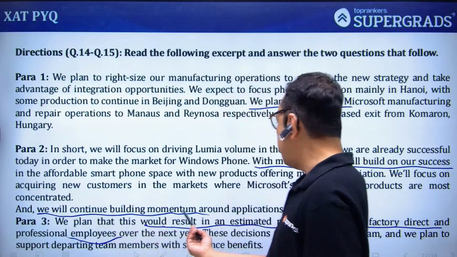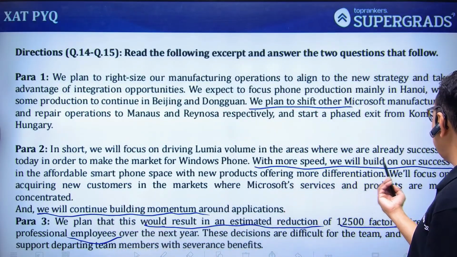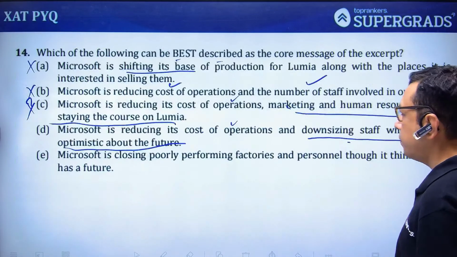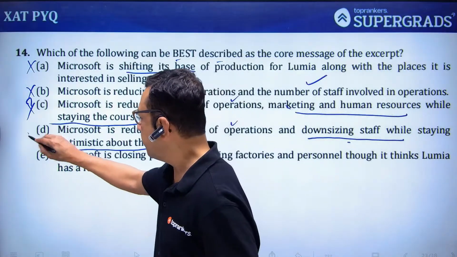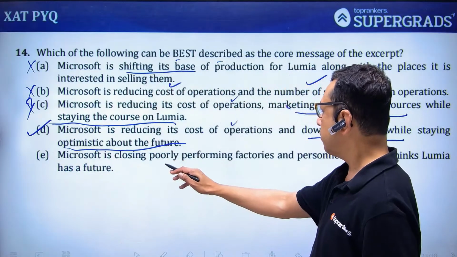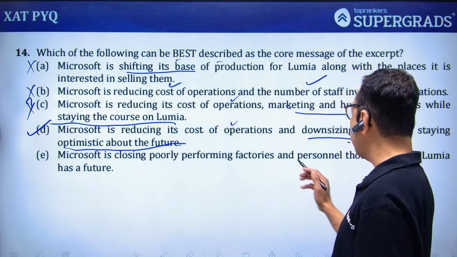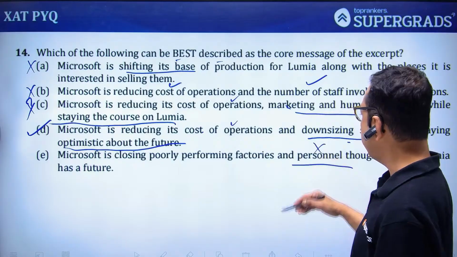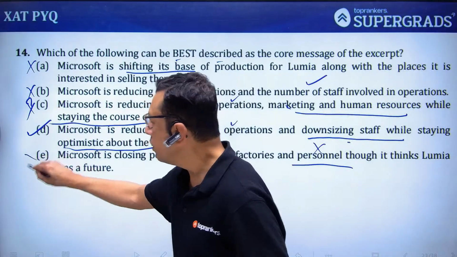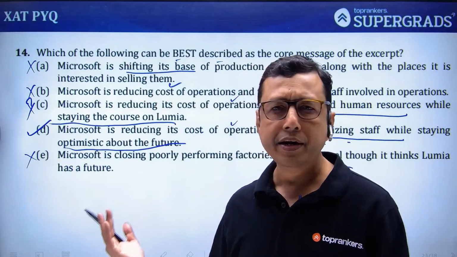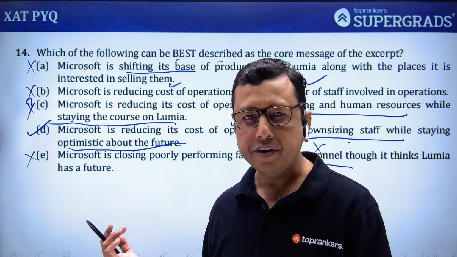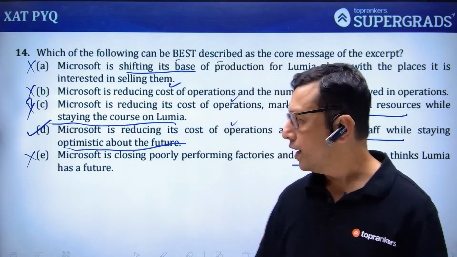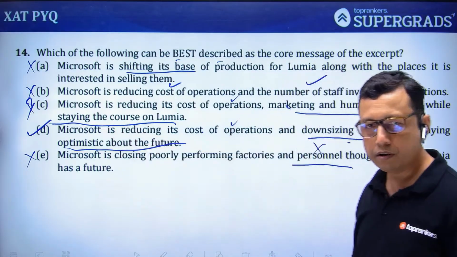We will continue to build the momentum. With more speed, we will build on our success. All these sentences clearly indicate that they are optimistic. So this is quite the correct option. Microsoft is closing poorly performing factories and personnel. No, no, no. This is totally false, right? And therefore, quickly eliminated. They're not eliminating or retrenching people who are performing poorly. Nothing of that sort is indicated in the passage. D is the correct option.